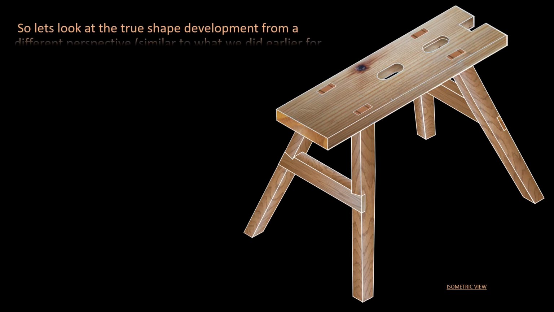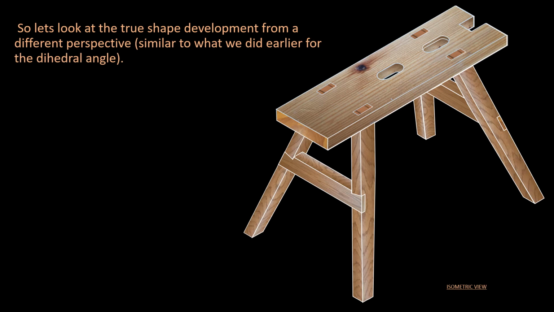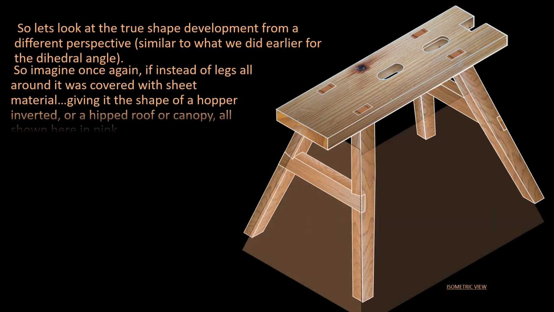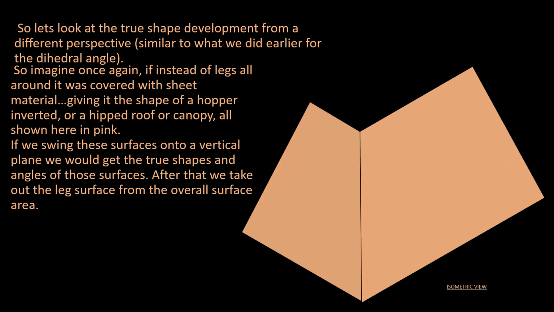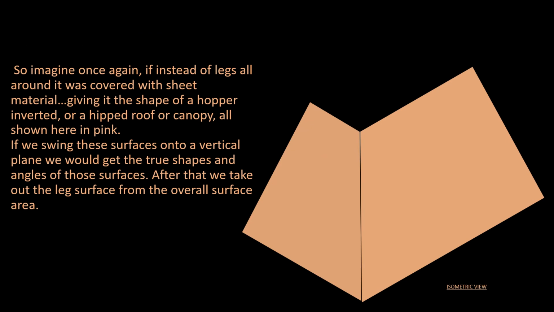So let's look at the true shape development from a different perspective. Imagine if instead of legs all round it was sheet material like a hopper inverted or a hipped roof or a canopy, all shown here in pink. What you see here in pink could be a hip roof, a canopy, or a hopper. If we swing those surfaces onto a vertical plane, we would get the true shapes and therefore the true angles for those surfaces as well. After that, we take out the leg surfaces from those overall surface areas.